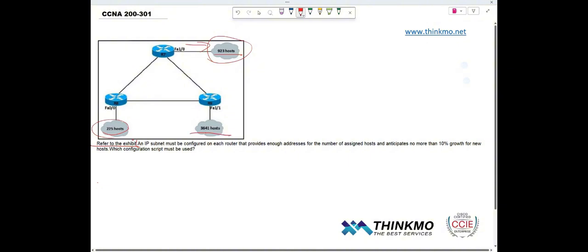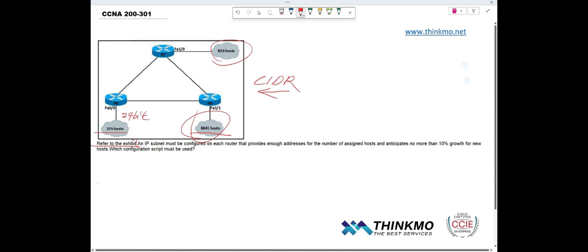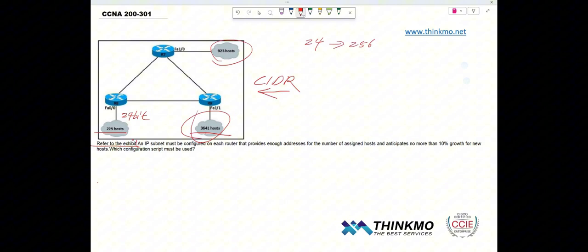And here there are 300-something hosts. And here there are 225 hosts. So this uses 24 bits. That's enough, right? It's sufficient. So in these two places, we need to use CIDR technology, which means borrowing bits to the left, right? So how do we borrow bits? Let's take this subnet. We have 24 bits. There are 256 addresses with 254 usable addresses, right?